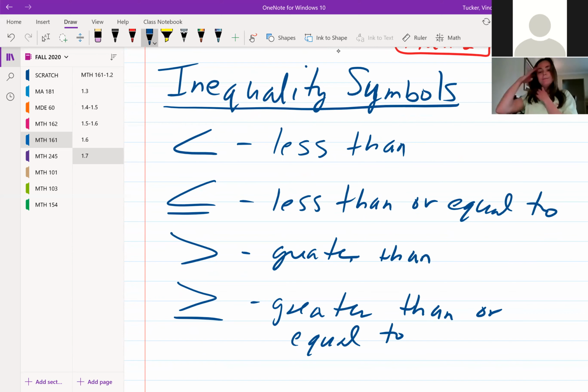All right, so your inequality symbols, you have less than, then the less than sign with the bar under it is less than or equal to, greater than, and then the greater than sign with the bar under it is greater than or equal to.